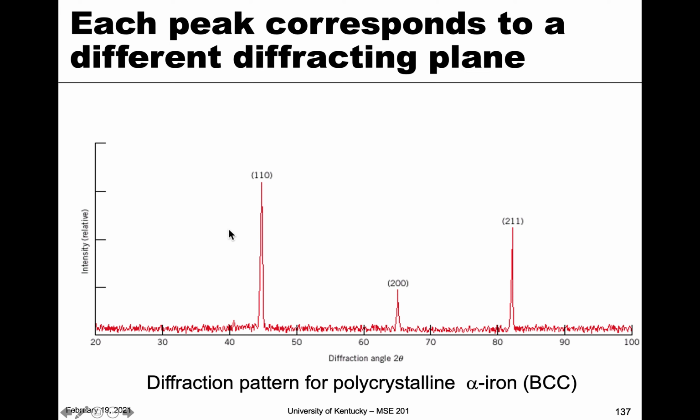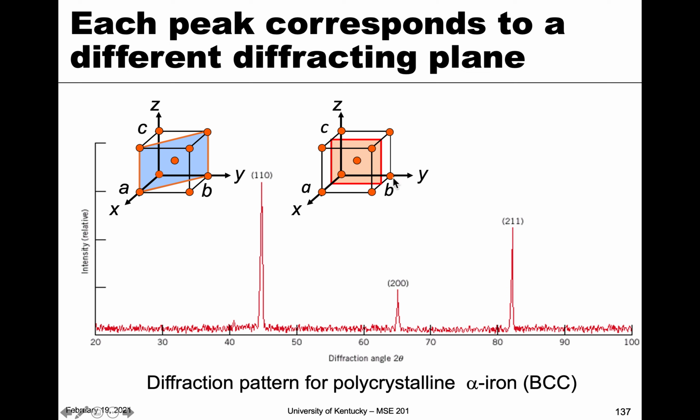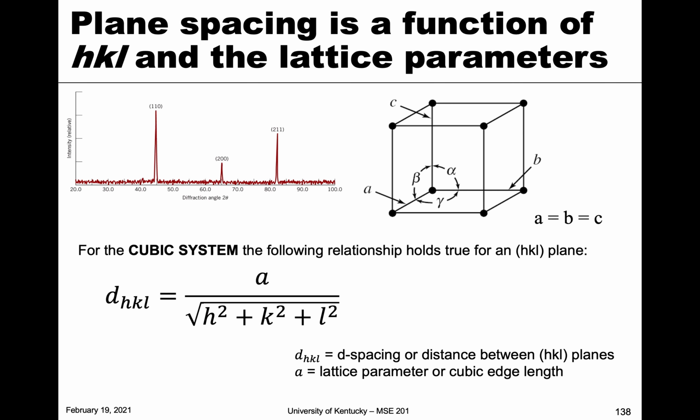So each one of these corresponds to the spacing between each plane. And so here, I'm just showing you the 110. This is what the 200 would look like. And then this is the 211 plane. So each one of these very specific peaks refers to diffraction occurring from constructive interference of specific diffracting planes. All right, so this is the data. This is what's allowing us to determine the structure.